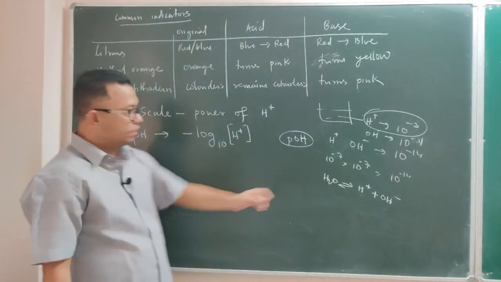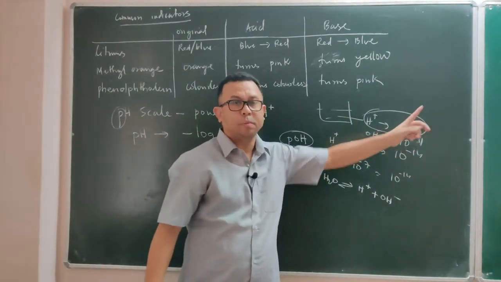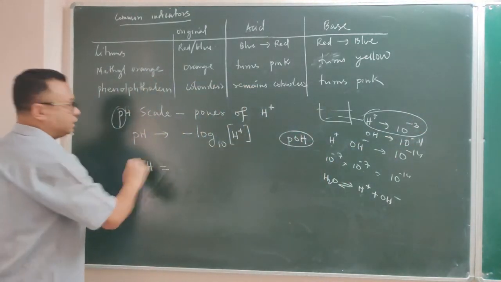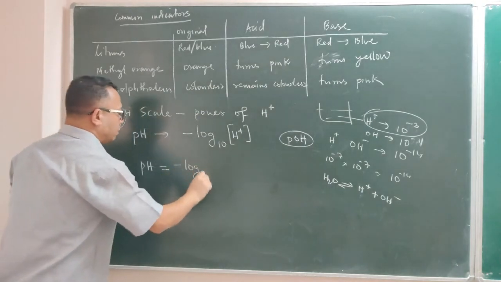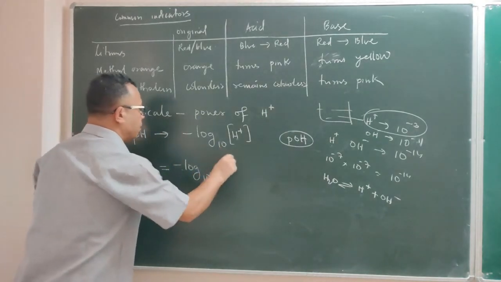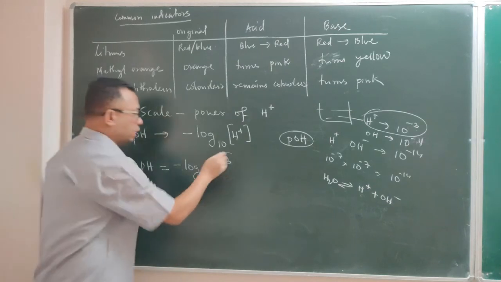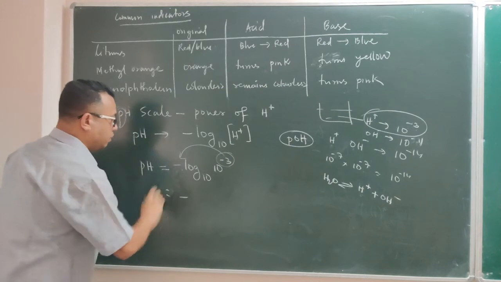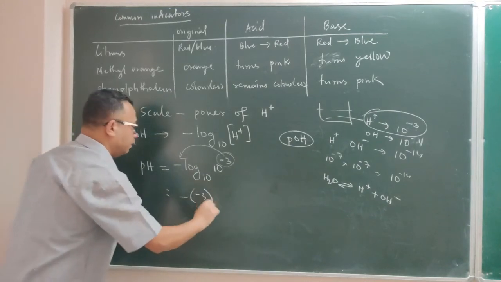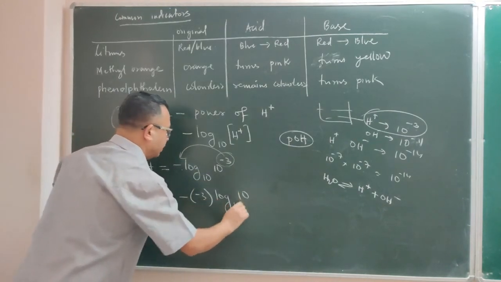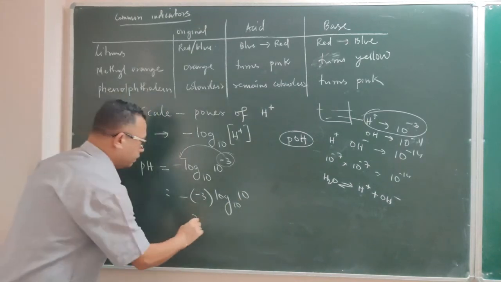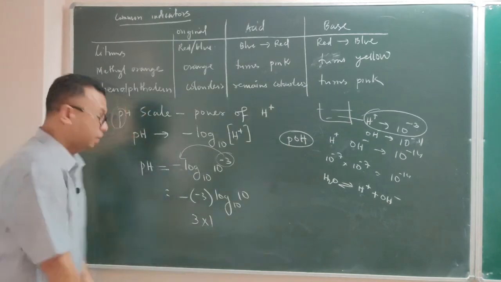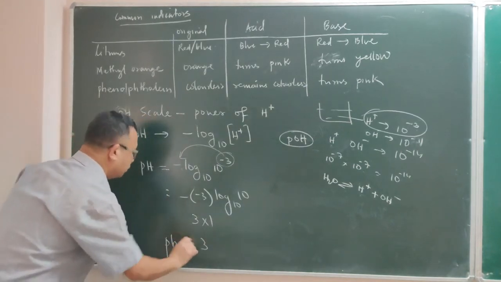Now, supposing this solution has a hydrogen ion concentration of 10 to the power minus 3, what happens to the pH? Let's calculate the pH. pH is equal to negative log to the base 10 of the hydrogen ion concentration, which is 10 to the power minus 3. You all know that by the power law, this minus 3 can be brought in front. It is minus already, then one more minus 3 here, then we have log 10 to the base 10. Minus and minus is plus, so it is 3 into log 10 to the base 10, and you all know that log 10 to the base 10 is 1. So the pH value is 3.